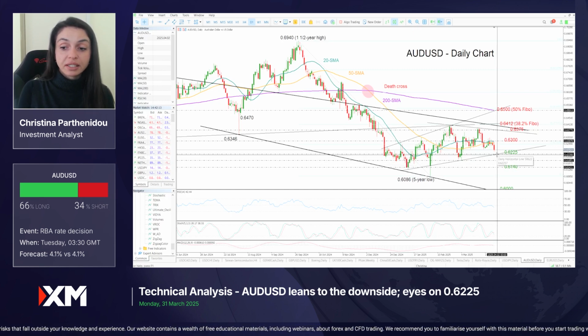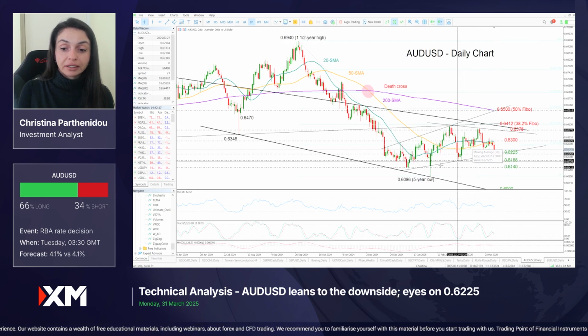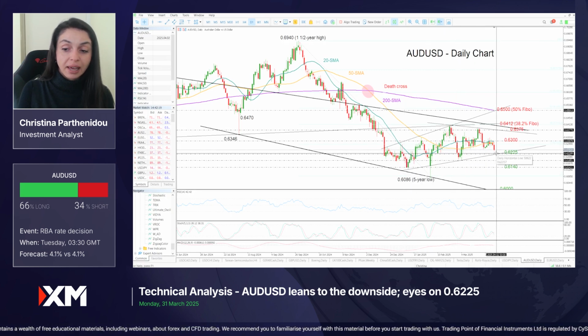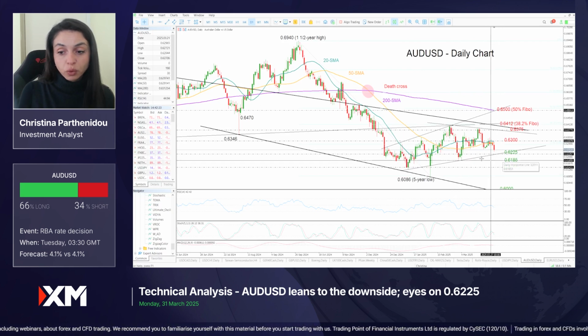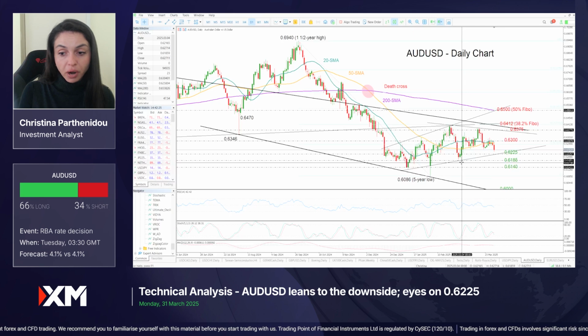At the moment, we can see that the 0.6225 level is currently in target. This is where the support line is placed, and if we break below this, then the 0.6185 low from March could also come to the rescue.